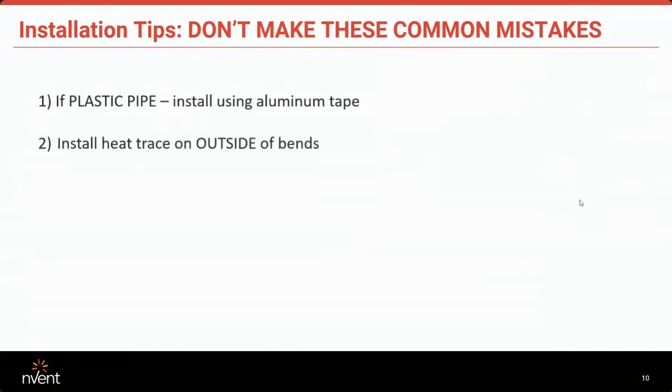Installing heat trace on the outside of the bends. Anytime you have a 90-degree elbow, and it's really relevant when you get above 2-inch size pipes, your heat losses are going to be much larger on the outer surface of an elbow. And if you only install the heat trace on the inside of an elbow, you could again be not applying enough heat, enough watts in that area, and cause a potential freezing at that elbow joint.